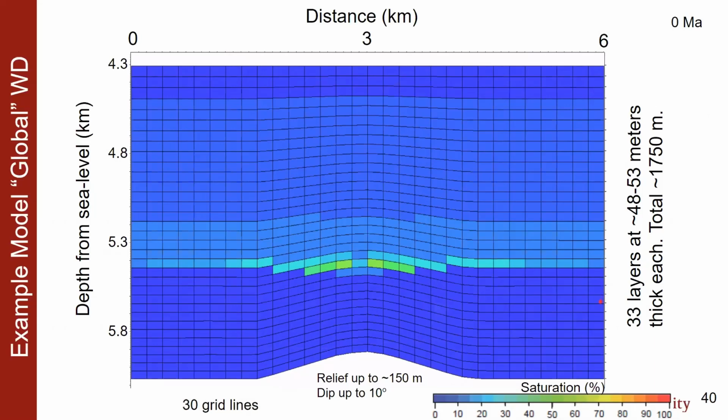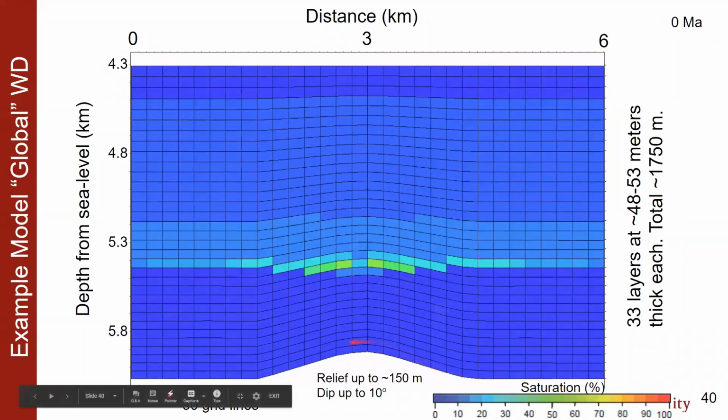It is 1,800 meters thick, each layer being about 50 meters thick. We have 30 grid lines across, so you can see each of these in an individual cell. And we have a dome here at the base, which shallows upwards.